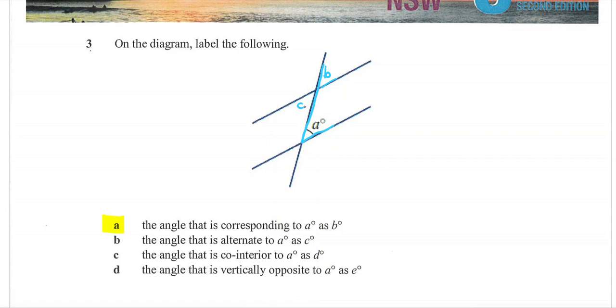Can you do the rest of them? No? Can anyone else do the rest of them? The angle that is co-interior to A is D. Co-interior is the inside C shape. So inside here, that one there, would have to be the D.